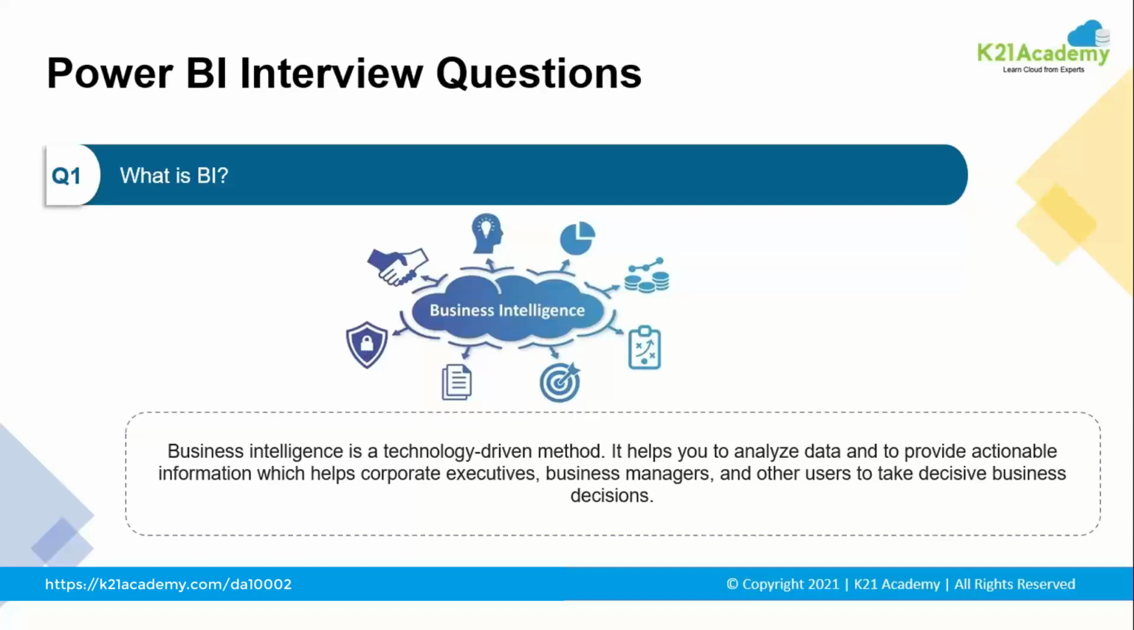So what is BI? Well, BI, or business intelligence, is a technology-driven method. It helps you to analyze data and to provide accountable information which helps corporate executives, business managers, and other users to take decisive business decisions. Basically, BI stands for business intelligence, and here we can use multiple tools to generate certain types of forecasting in order to understand how our business should look in the future.